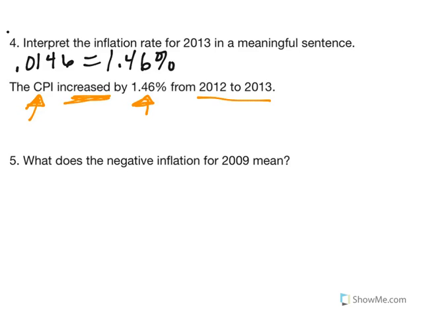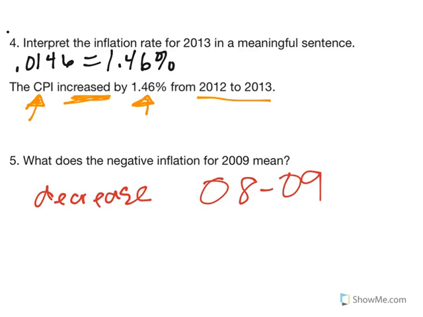And what does the negative inflation for 2009 mean? Well, remember, if it's negative, that means we had a decrease. So we had a decrease from 08 to 09 because of that. Remember, 09 uses 08 as our old reference time. So because of that, we had a decrease from 08 to 09.